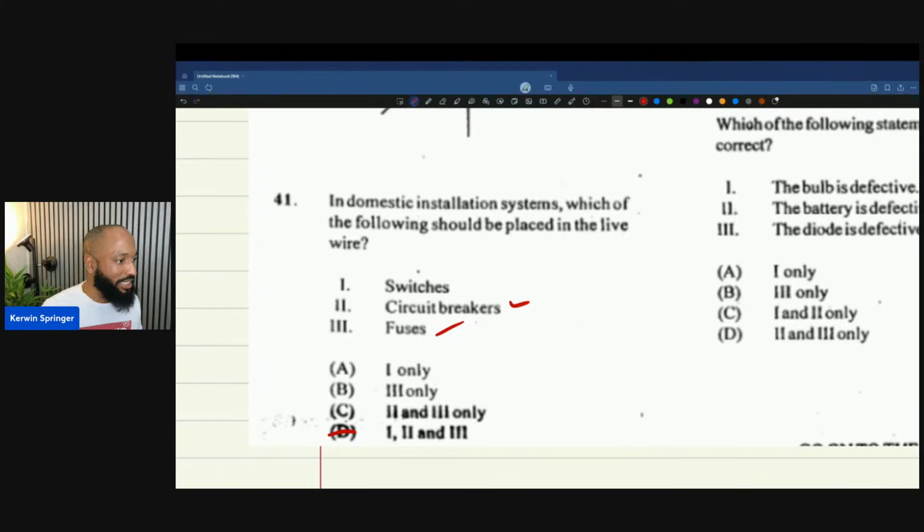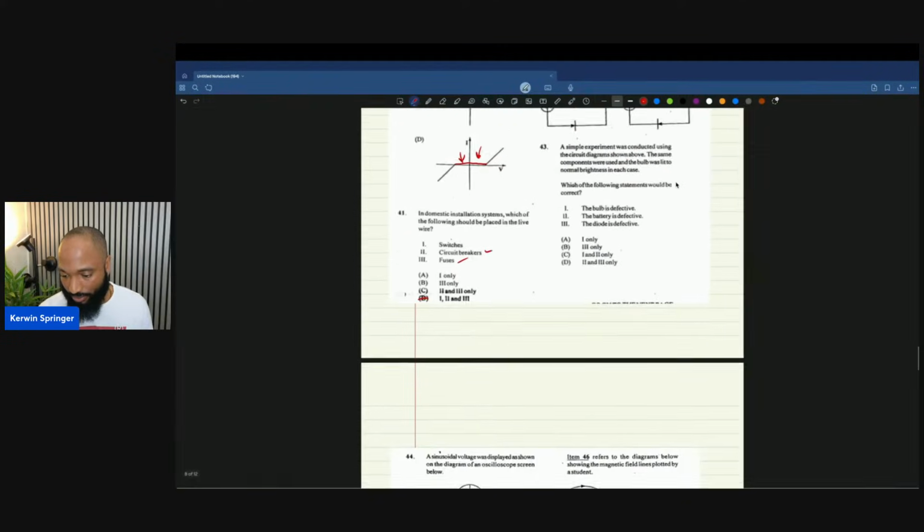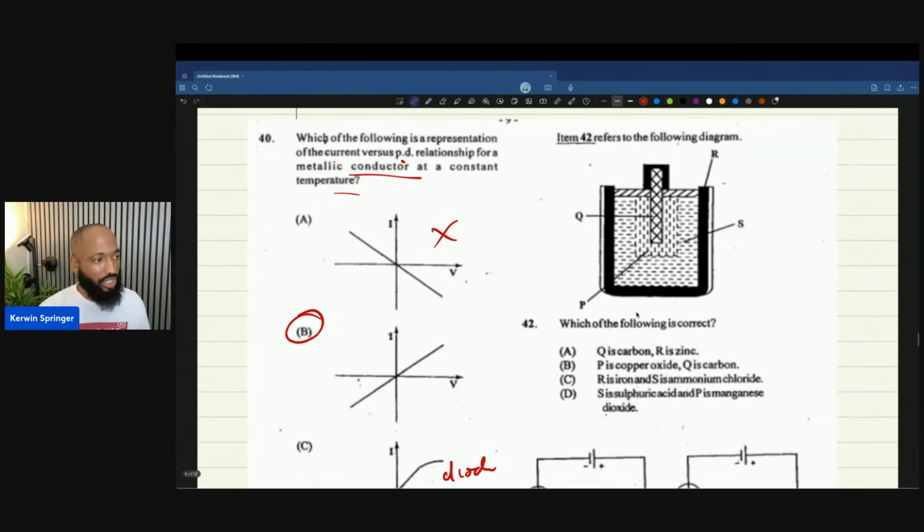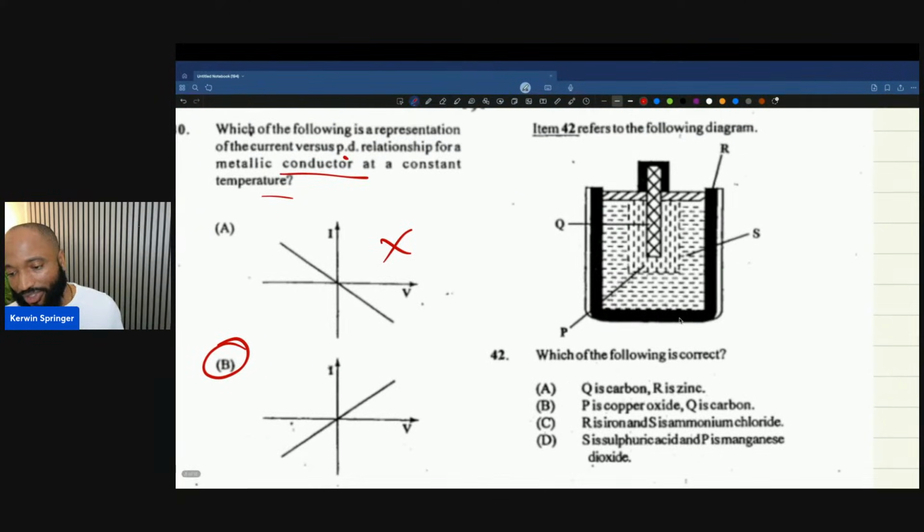I'm going to research the answer here. Let me see. Number 42, which of the following is correct? So they say everything going in the live. Yeah, everything in the live.